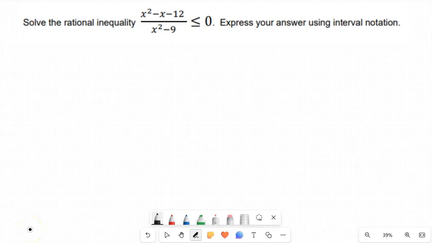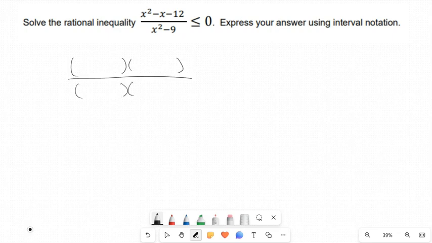Solve the rational inequality. Now this rational inequality is a really nice one because it's already compared to 0. That's the first objective for harder ones, is to get to this form. Express your answer using interval notation. Okay, so first off, we would want to factor everywhere we can.